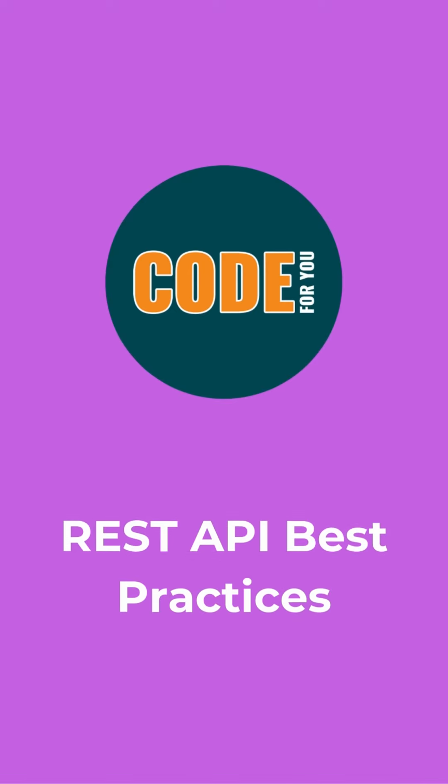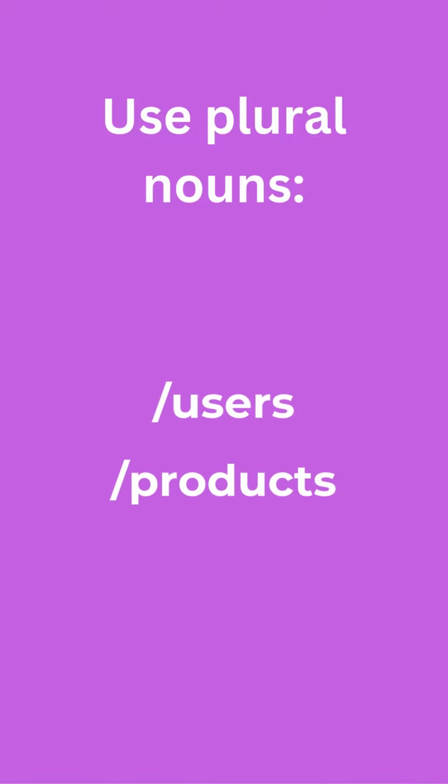Want to build reliable and scalable APIs? Here are the top REST API best practices you should follow. Always use the correct HTTP methods. GET for retrieving, POST for creating, PUT for updating, and DELETE for deleting. Keep your endpoints simple and readable. Use plural nouns like users and products, not verbs.